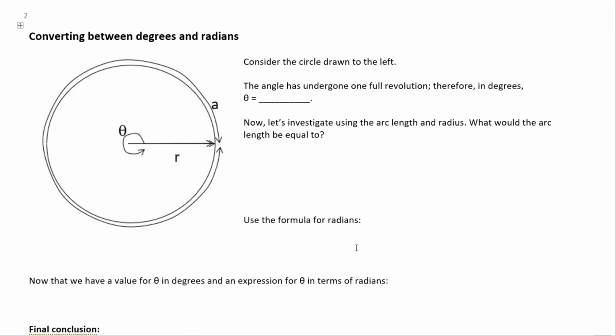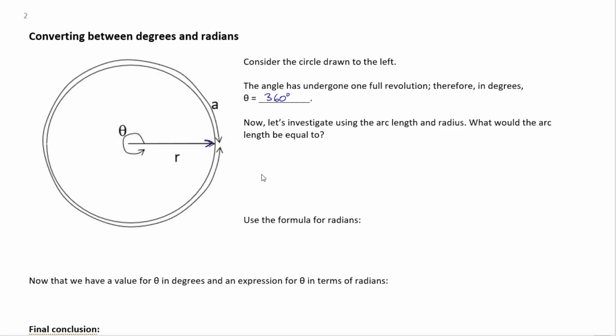So we're going to look at what the relationship is between degrees and radians. We consider a circle drawn to the left. If this angle, see this arm right here, has gone around in a full circle, then we would say that the angle has undergone one full revolution, and that's equal to 360 degrees. I'm just going to erase those arms here. So we've gone 360 degrees.